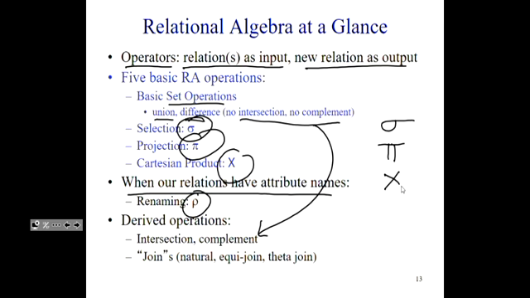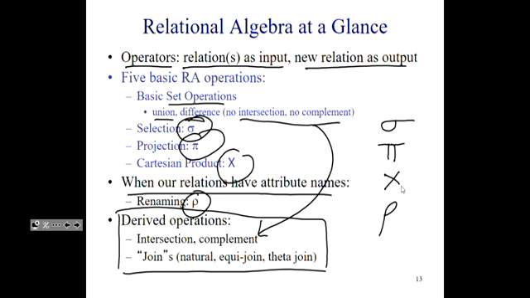This is not a basic operation, but it's also very, very useful in manipulating relations. This is rho. Okay, so this is the renaming operation. And then you have derived operations. So there are the other set operations like intersection and complement, and joins. Joins at a high level allow you to correlate information across multiple tables. There are 3 flavors of joins that we'll cover later on.